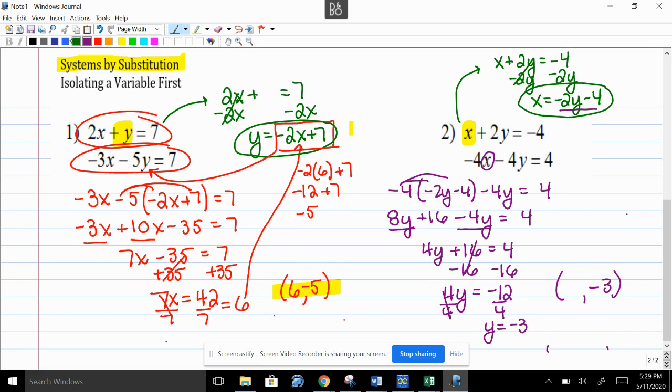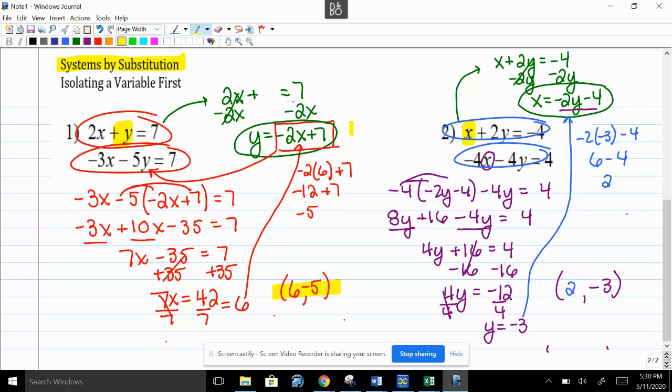Again, like I said before, you could take that negative 3, you could put it here, or you could put it here. I would go back to the one you rearranged, because it's going to give you your answer right away. Negative 2 times negative 3 minus 4. Negative 2 times negative 3 is plus 6, minus 4 is equal to 2. So there's the second half of your answer. Nice and neat. Two nice, neat integer answers.